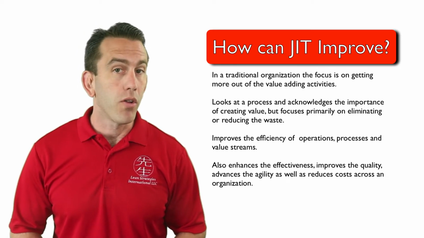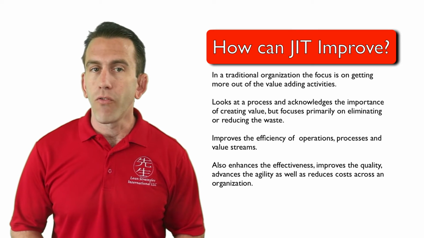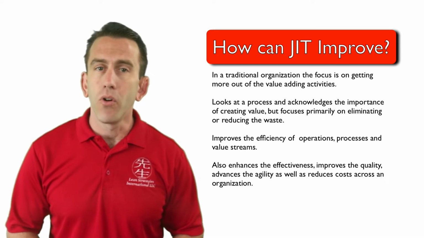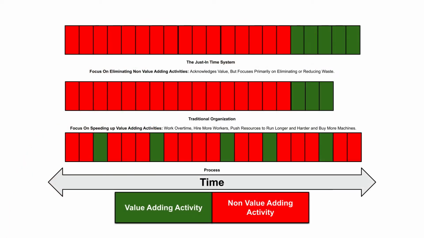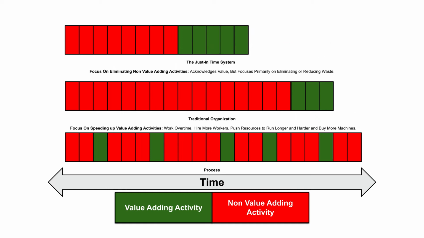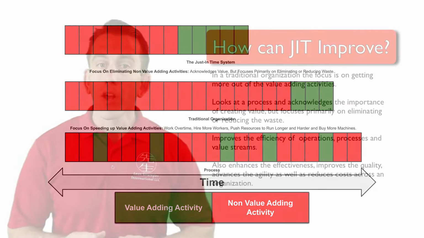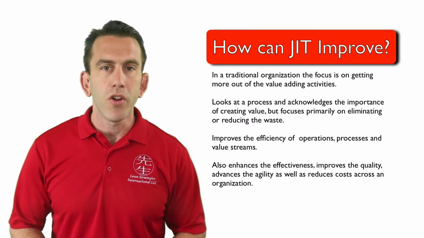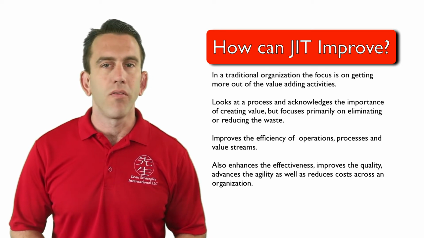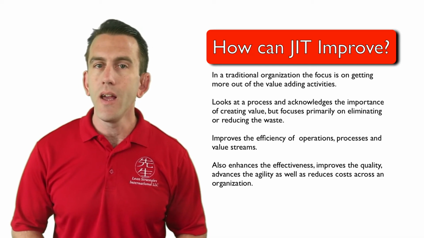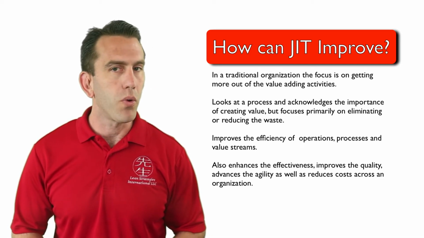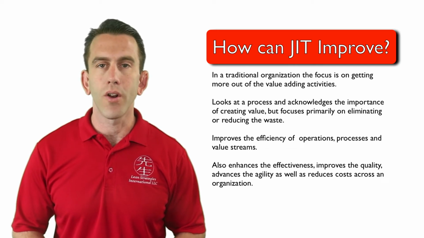Operational improvements focus mainly on the actions that are performed and sometimes may not improve the overall production of an organization. The just-in-time system, however, looks at a process and acknowledges the importance of creating value, but focuses primarily on eliminating or reducing waste. This type of focus not only improves the efficiency of operations, processes, and value streams, but it also enhances the effectiveness, improves the quality, advances the agility, as well as reduces costs across an organization.